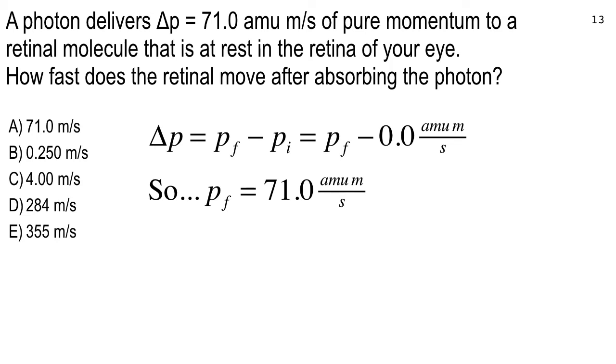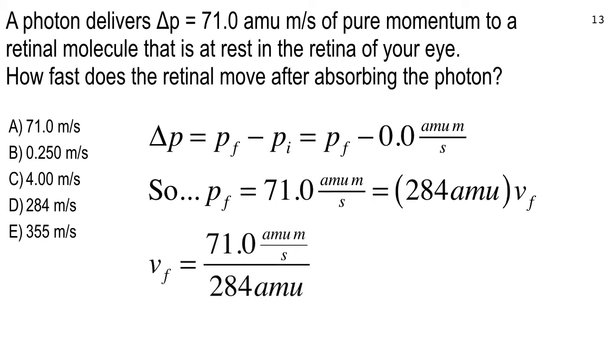Now, the definition of momentum, P equals mv, says whatever the momentum is, it's 284 AMUs times V final, or V nu, in the terminology we were using last week. Right? So there's my conservation of momentum on the left and my definition of momentum on the right. And now all you got to do is divide both sides by 284. Okay, so that's this step.